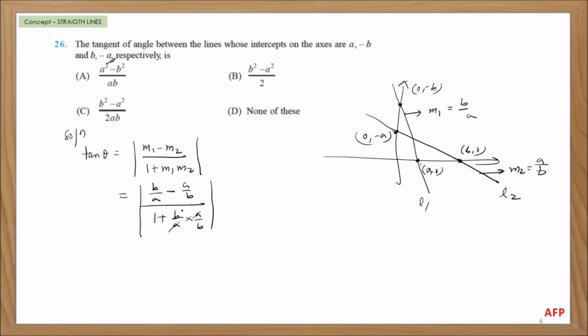So you can go for cancellation. The denominator we got 2. The numerator is b square minus a square if you take LCM. So tan theta is this. So what is our concept we are having? This is the option we are having.